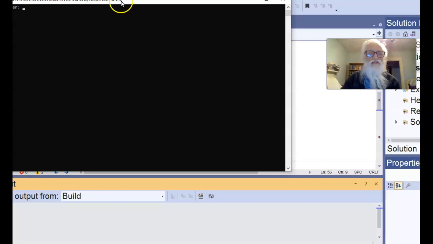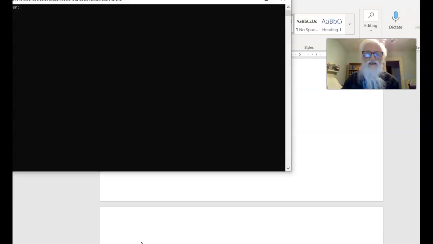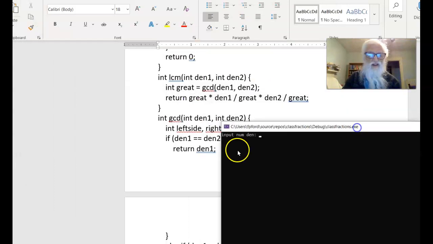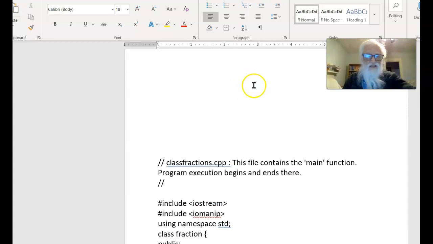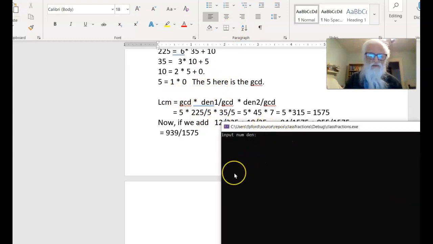Well, maybe we should run it with what we have from here. Pardon me, I'm moving things all around that I shouldn't. It was this I wanted to move. And I need to know what the two numbers were up here that I use as my example. All right, let's try these two. So bring this up again. I want 12.